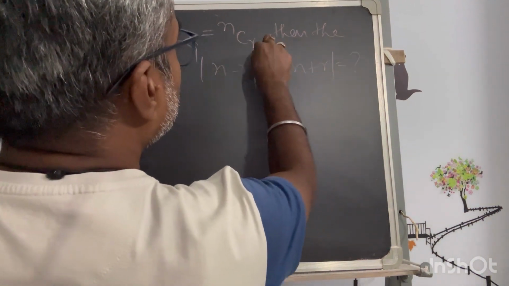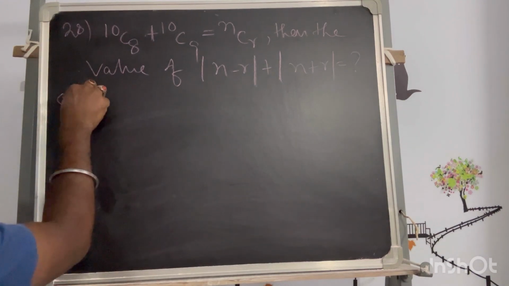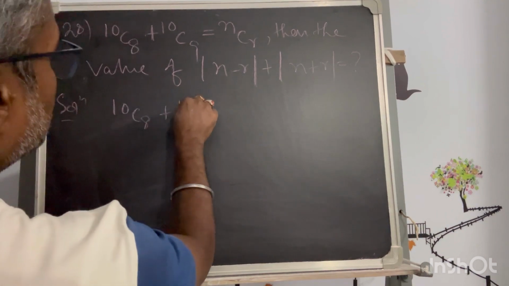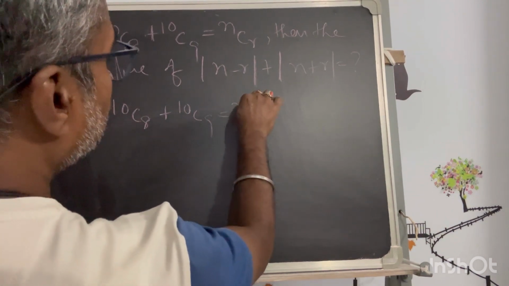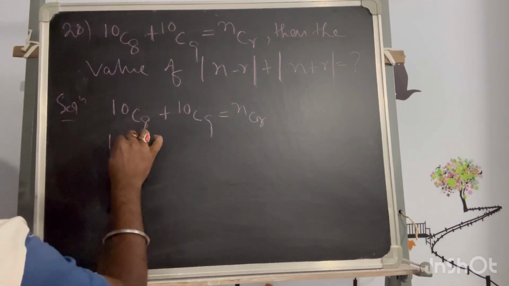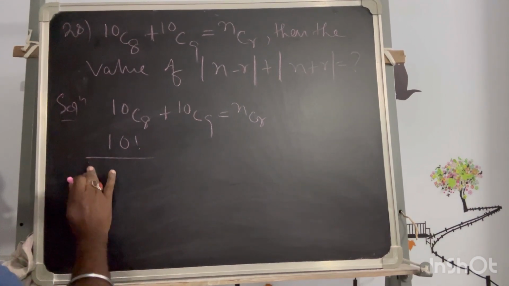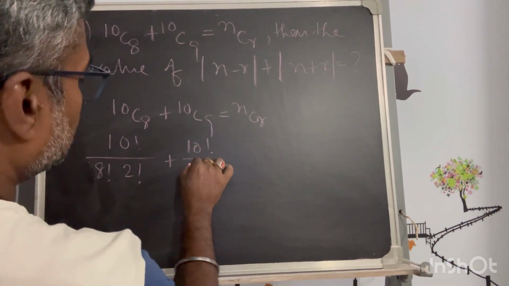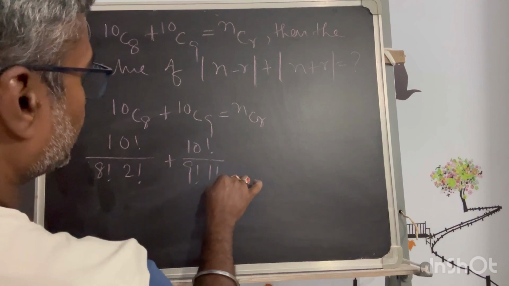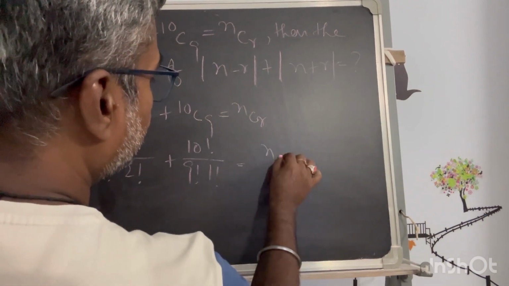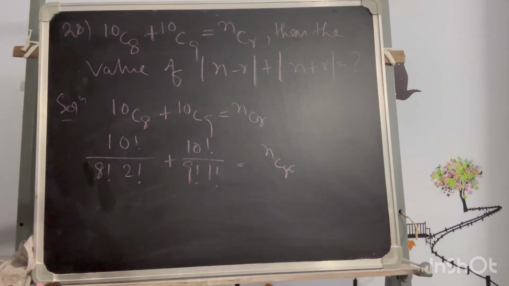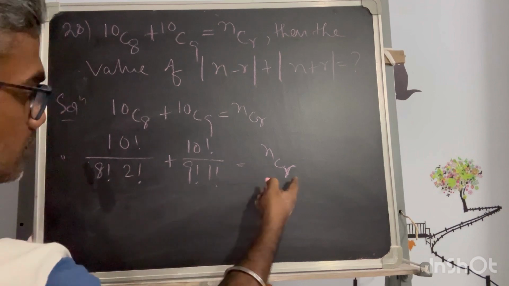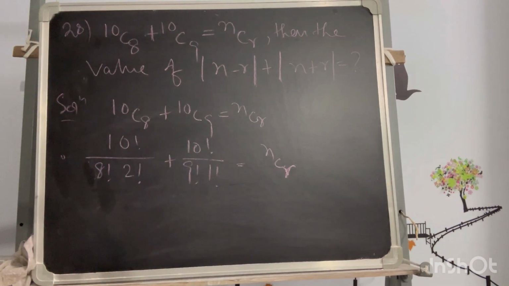So this is the sum. Now there is no straight method. You have to expand it. 10C8 plus 10C9 equal to nCr. So 10 factorial divided by 8 factorial, 2 factorial, plus 10 factorial over 9 factorial, 1 factorial is equal to, sorry, nCr. I am not expanding this, because ultimately this will turn into a single combination term.